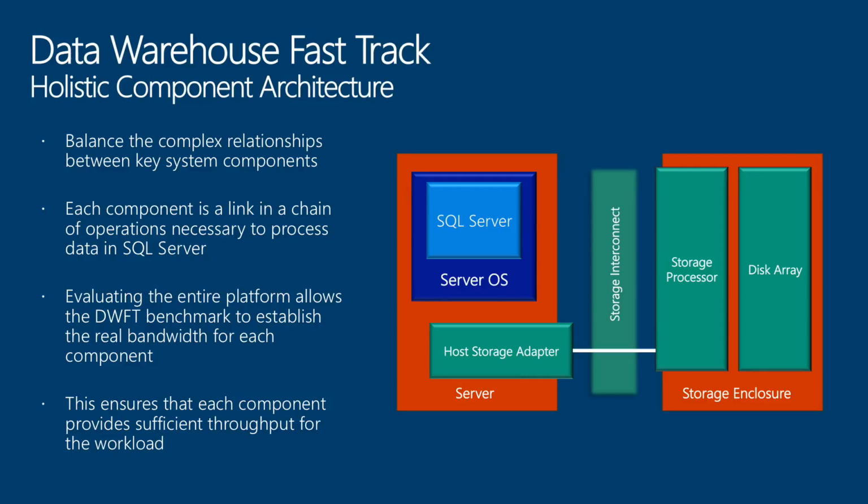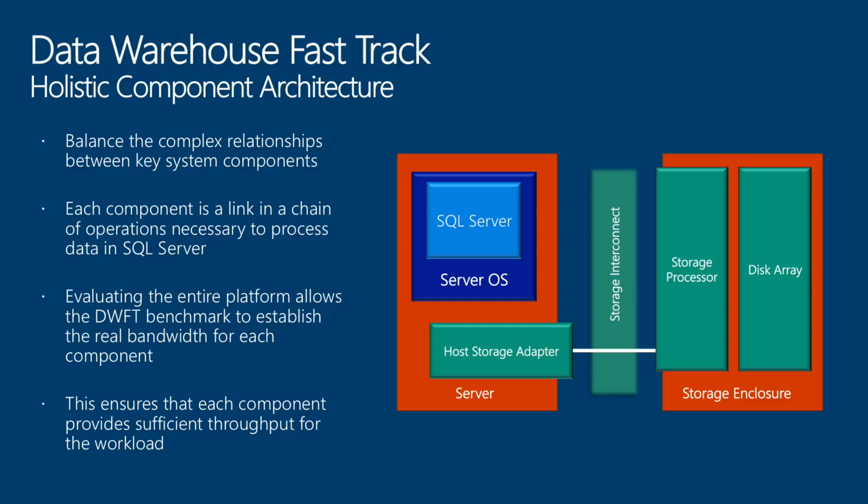The underlying principle behind the Data Warehouse Fast Track program is to provide a holistic architecture across all components of the system. The methodology we use ensures a balance among these key system components. We look at the processors, memory, and the disk subsystem to ensure they maintain the desired balance.